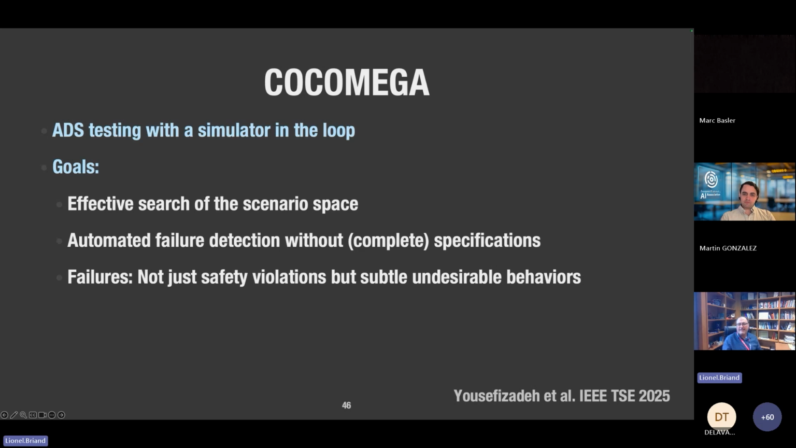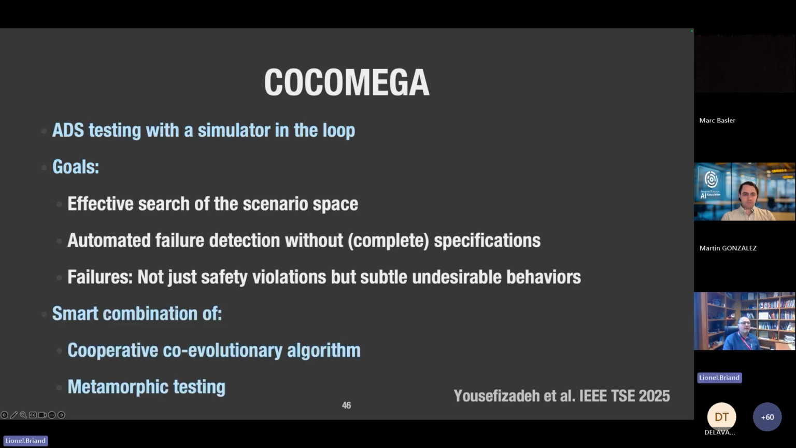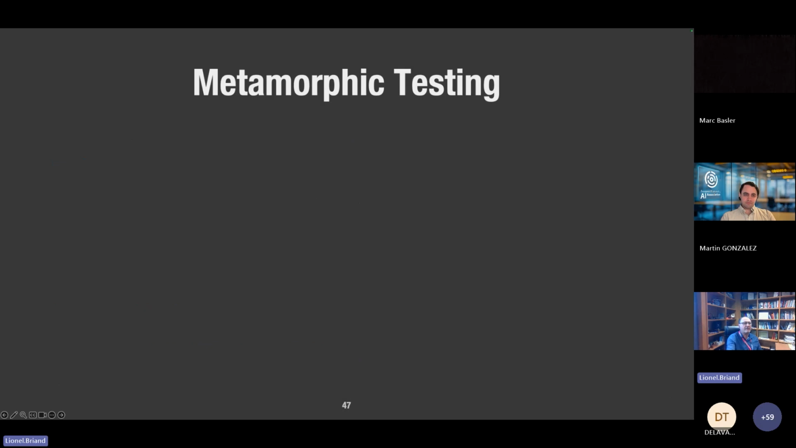I mean, that doesn't exist for such autonomous systems, really. And we want to detect failures that are not just blatant safety violations, but also subtle undesirable behaviors, because it makes testing much more effective. So again, we used a form of evolutionary search, but something more complicated called cooperative co-evolutionary algorithm and metamorphic testing. I'll tell you in a minute what it is for those who are not from the testing field. So we use a combination of those two things.